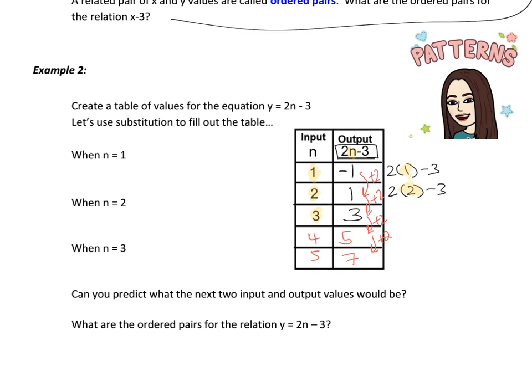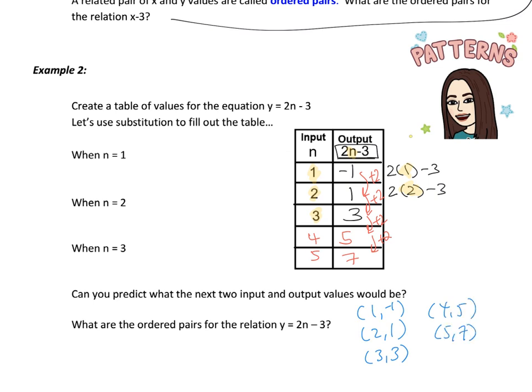And we did that right there. What are the ordered pairs? So the ordered pairs, we just have to write them in pairs. So the first pair that we have is 1 and negative 1. And then we have 2 and 1. And then we have 3 and 3. And we have 4 and 5. And we have 5 and 7.